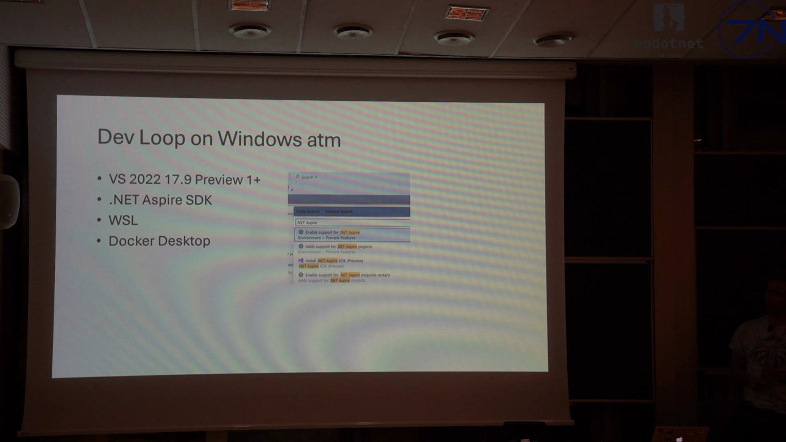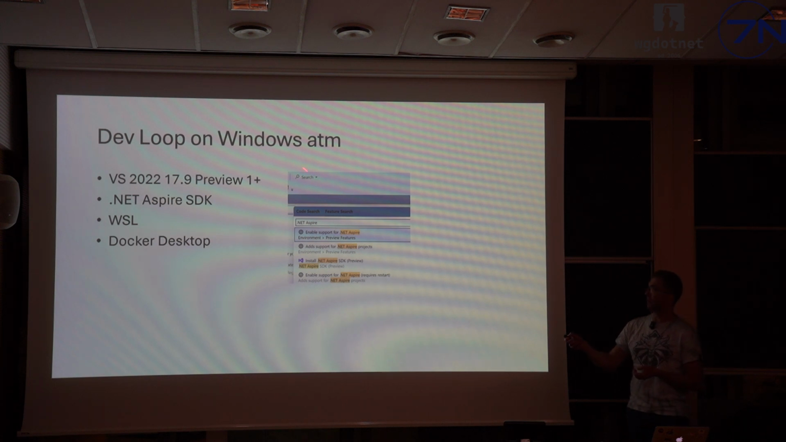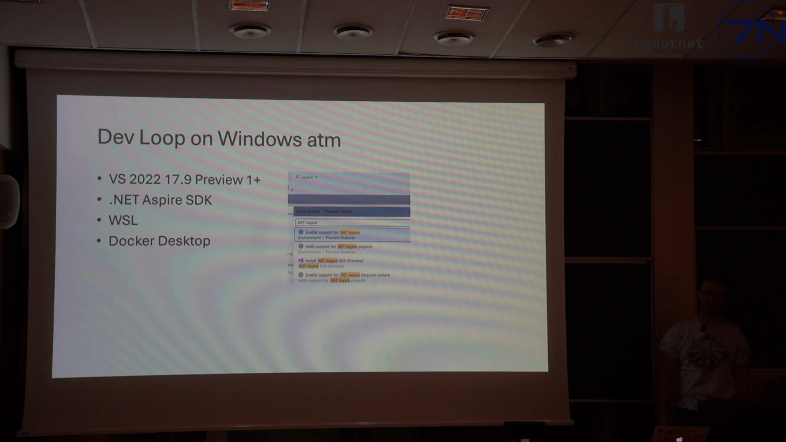So how can you use it as of today? On Windows, you need to have Visual Studio 2022 17.9 Preview 1 plus. But don't worry, it's not mandatory to have Visual Studio. You can just install the .NET Aspire workload. On Windows, you also need to use WSL and Docker Desktop. By the way, if you don't know how to install something in Visual Studio, there is this search icon at the top. You can just press it and type .NET Aspire, and it will lead you directly to the installer.